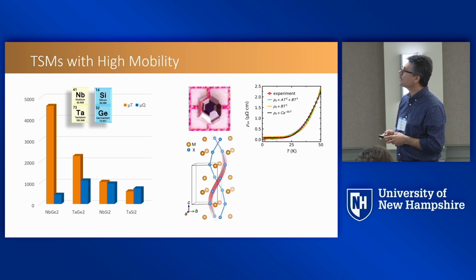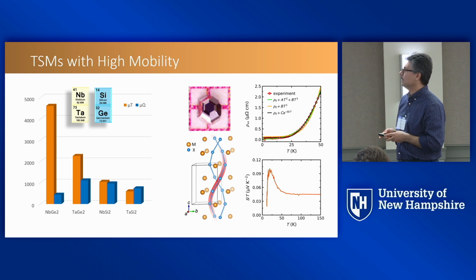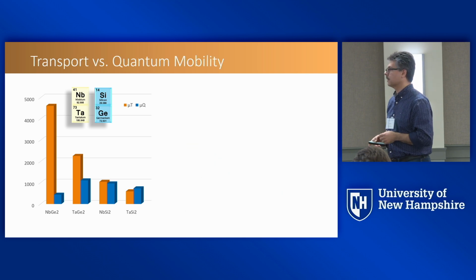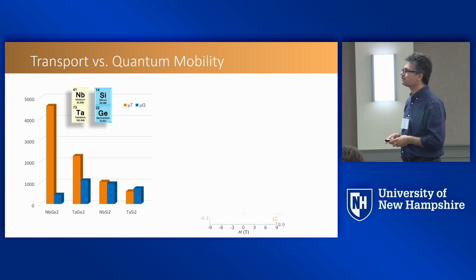It's a chiral crystal. The resistivity measurements, the residual resistivity goes down to nano-ohm centimeters, in fact. And it also shows a peak in the temperature dependence of the Seebeck coefficient, which is an evidence of electron-phonon coupling or a phonon drag regime.